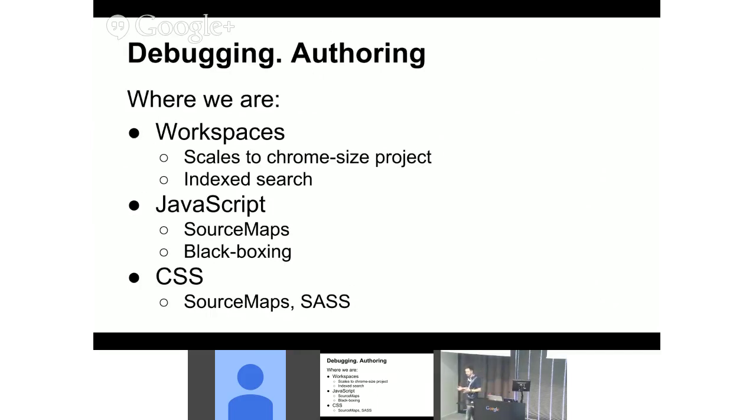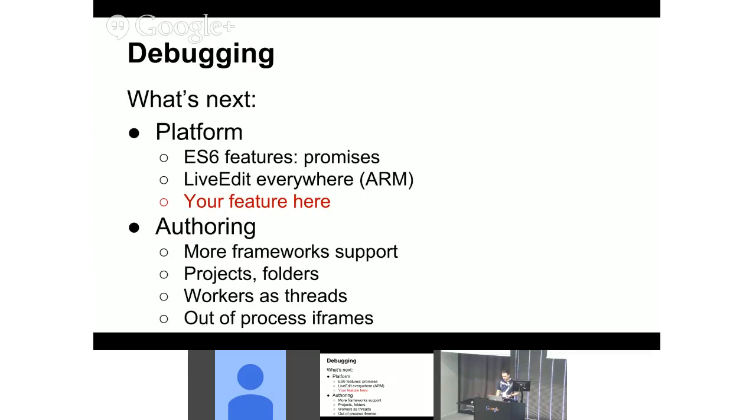On the authoring front, authoring is where our users are spending more and more time. We have a workspaces feature that allows read-write access to your file system. In fact, many DevTools team members are using workspaces to develop Chrome content Blink. It scales to hundreds of thousands of files. It indexes files using trigrams. So it's a convenient development environment. It also supports source maps to map your source base to the runtime, which is getting increasingly popular in the wild. So what's next on the debugging?